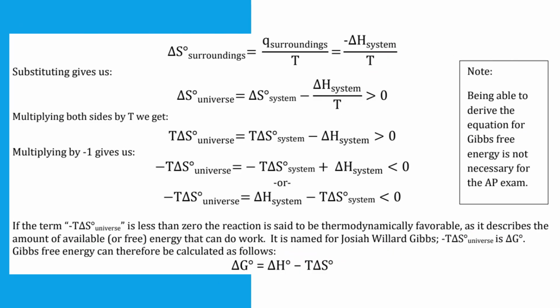So for the AP exam, being able to derive this equation is not necessary. It's named after some guy named Gibbs, of course, because why wouldn't it be? So the equation is: Gibbs free energy equals change in enthalpy minus temperature times change in entropy.